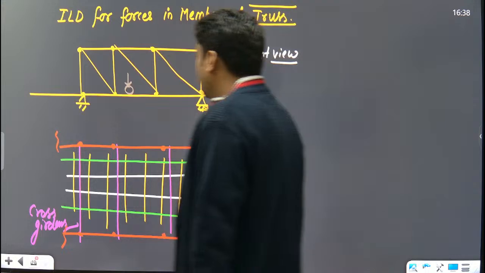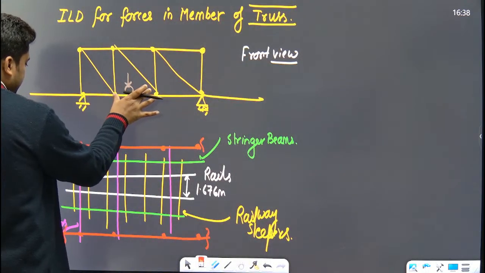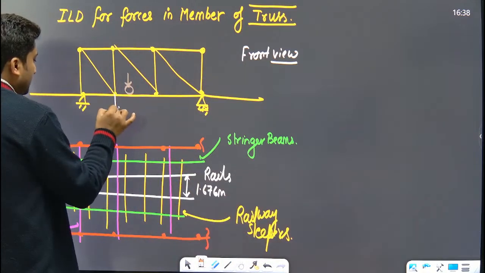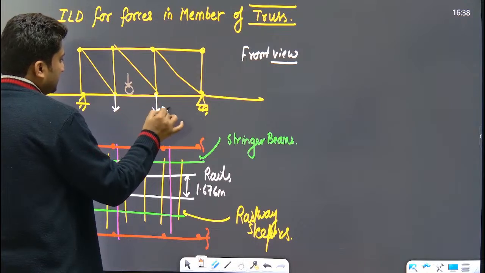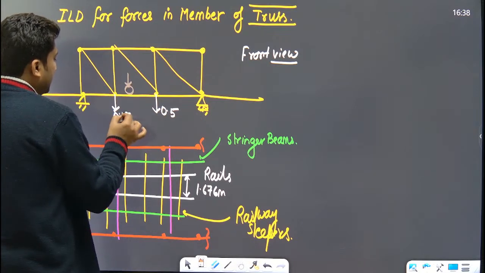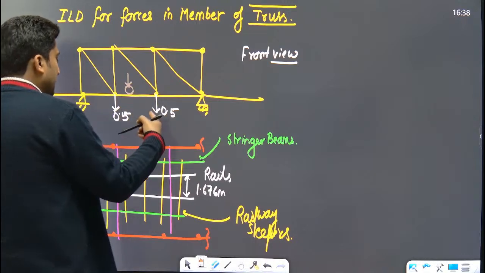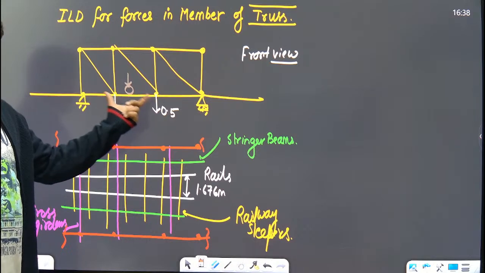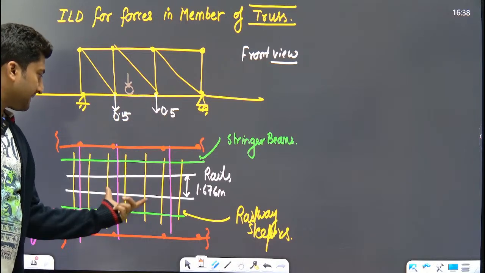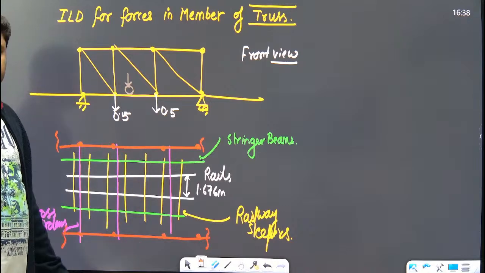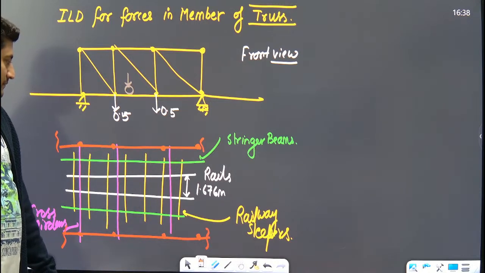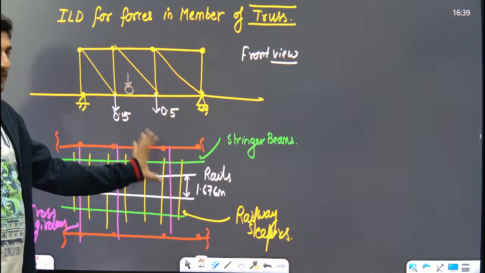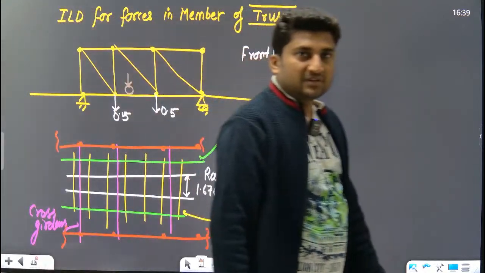So whenever the unit load is in between this portion, half of the load is transferred to this and half of the load is transferred to this. When the unit load is in between these members, half of the load is transferred to this, half of the load is transferred to this. This is the concept.